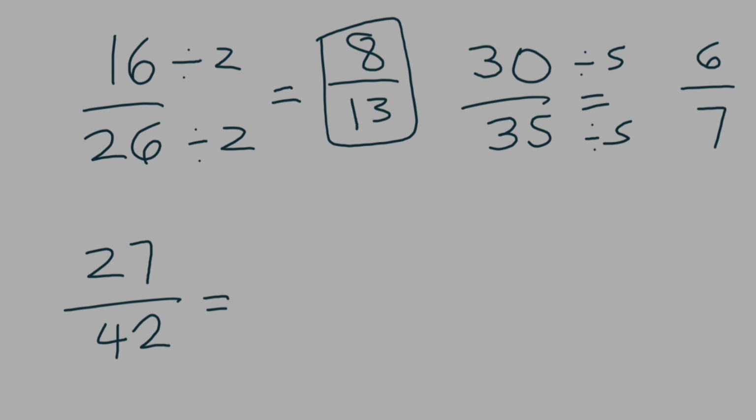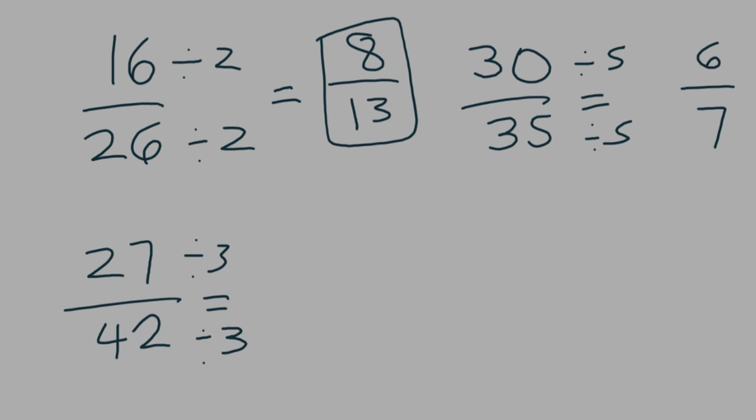Let's start with 2. Are 27 and 42 divisible by 2? No, 27 is not divisible by 2. 42 is, yes, divisible by 2, but we need to divide the top number and the bottom number by the same number. So let's move on to 3. Is 3 a divisor of both 27 and 42? The answer is yes. So we're going to divide this by 3.